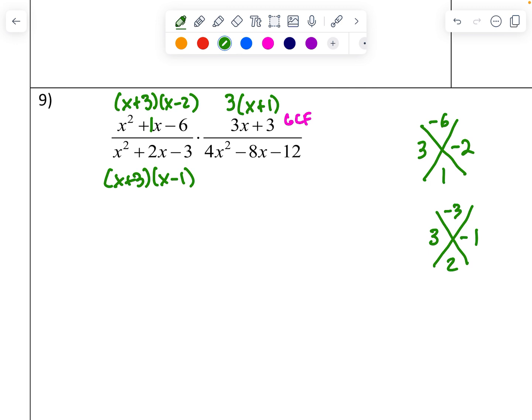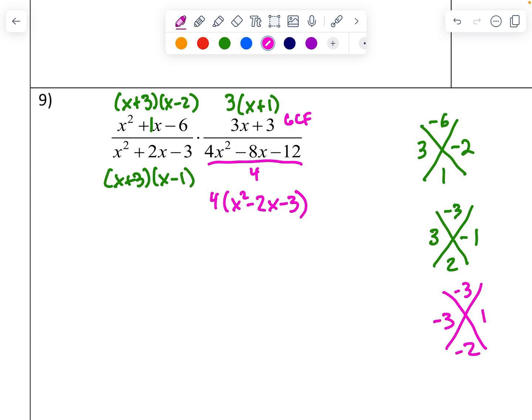The bottom, I don't like having that 4 in the front, so I would immediately try for a GCF. So I believe we've got a 4 that could come out. So if we take out a 4, we're left with x squared minus 2x minus 3. So we could do another x for that. We've got a lot of 3's and 2's in this problem. So negative 3 and 1 should work. So we've got 4, x minus 3, x plus 1.